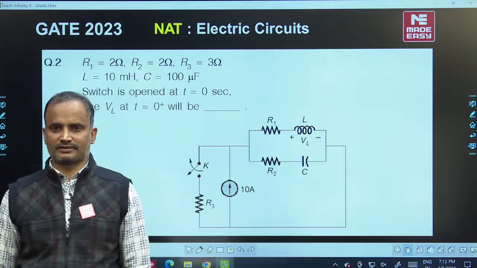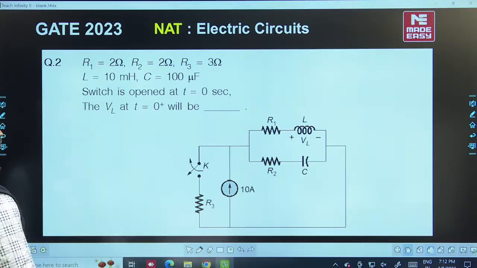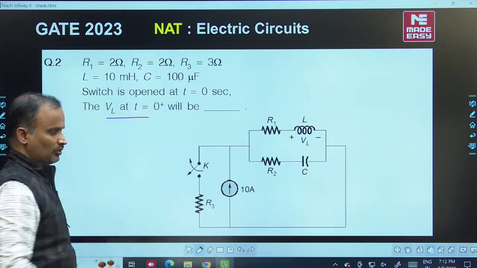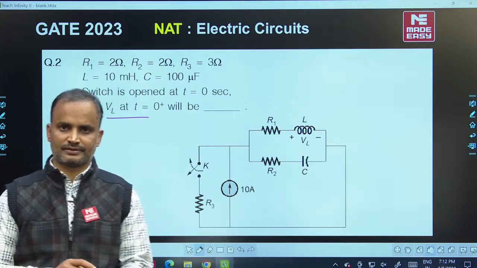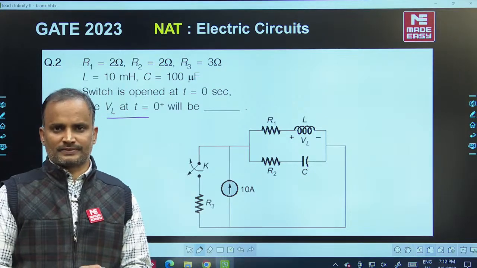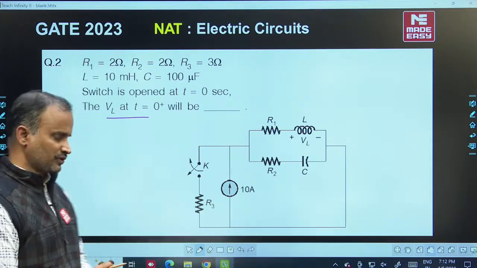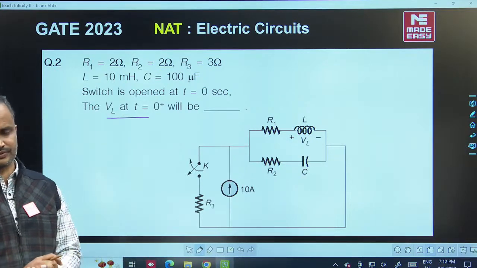In this second example, the requirement is the voltage across the inductor at t equal to 0 plus. Now to find the response at t equal to 0 plus, first you have to find the initial values.